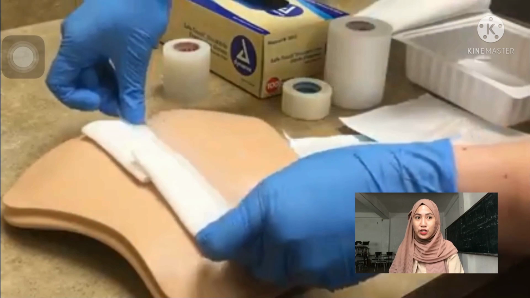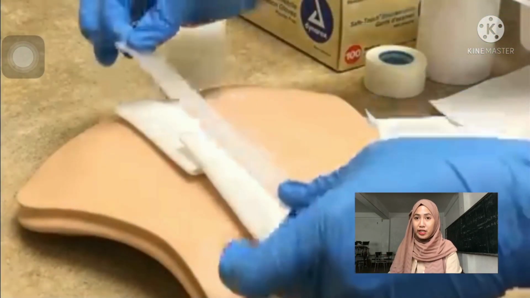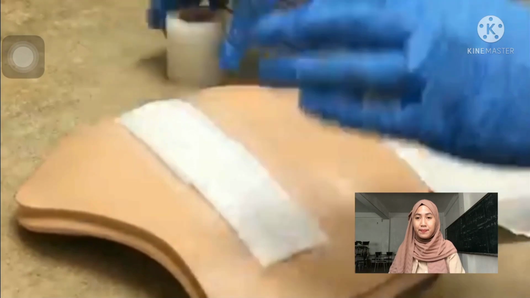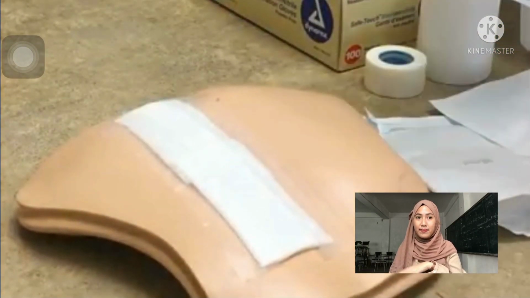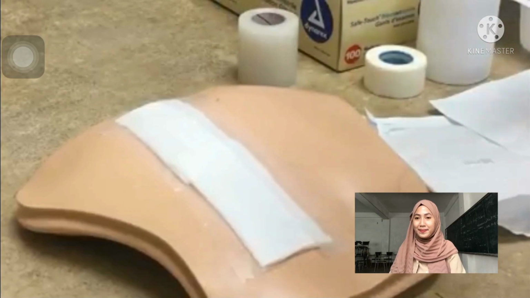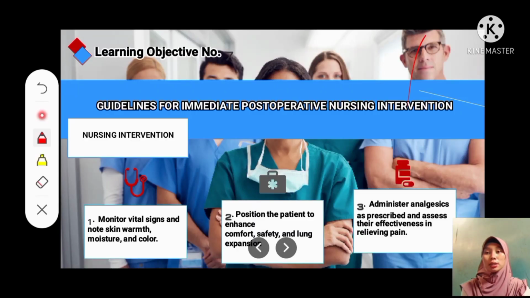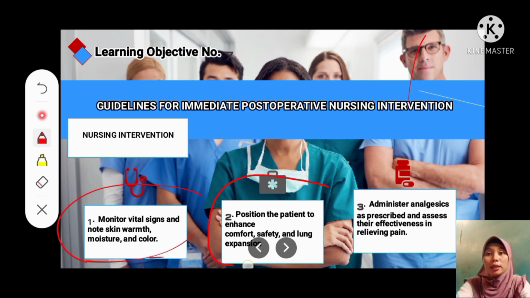apply surgical sponge to the patient carefully, and apply transport tape, and list down the date and time, and again perform hand hygiene. Monitor vital signs and note skin warmth, moisture, and color. So the rationale is a careful baseline assessment helps identify signs and symptoms of shock early. Position the patient to enhance comfort, safety, and lung expansion. So the rationale is this promotes safety and reduces risk of post-operative complication.